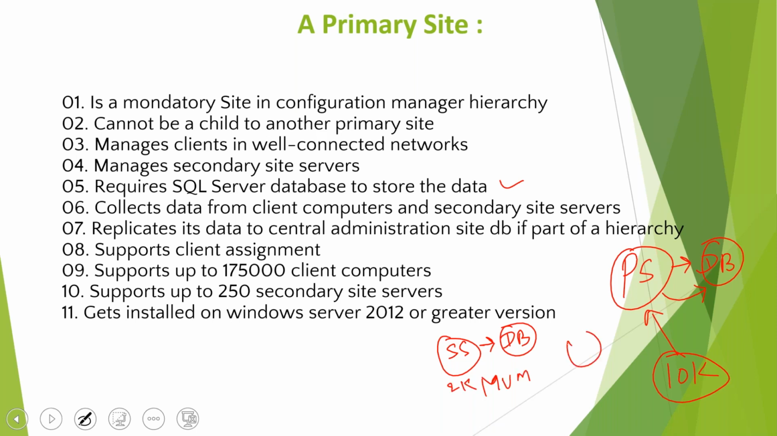Like Hyderabad, you have another secondary site, and that secondary site has another database, for 2,000 devices in Hyderabad. Those 2,000 devices are sending the data to secondary, and secondary is storing the data in the database. Now these secondary sites are going to replicate the data to the primary database. Got it? Clear or not?